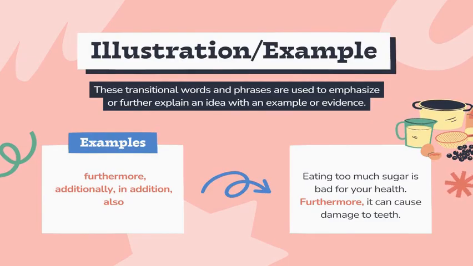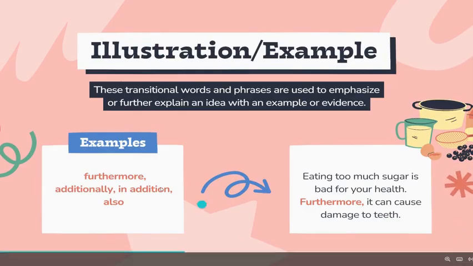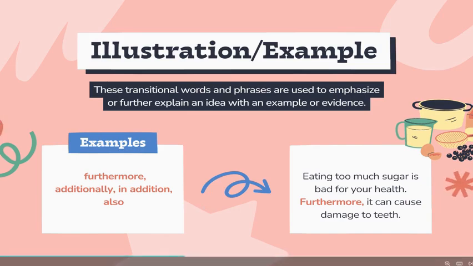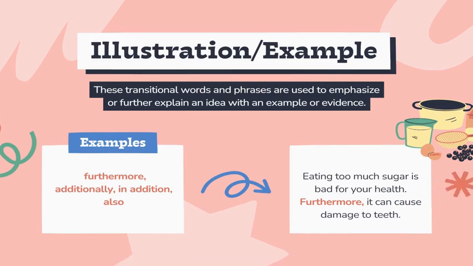Some of these are used to illustrate or provide examples. These are the ones that would be for your second piece of evidence. Examples like furthermore, additionally, in addition, and also. And our sample sentence: eating too much sugar is bad for your health. Furthermore, it can cause damage to teeth.